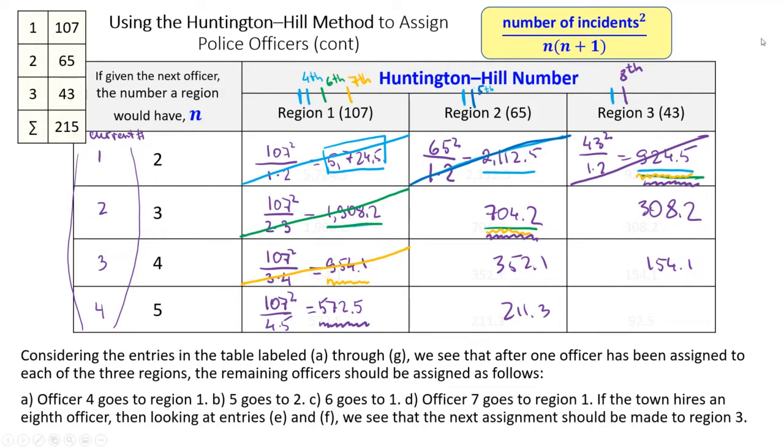Okay, so if it would be the 9th, then we look at the numbers that are left in the table. The greatest in each column are 500, 700, and 300. Then the 9th officer will be assigned to region 2, and so on. If we use the last number in the 4th line, 572, we'll possibly use it at the 10th officer. Then we will need to add another line to this table, and so on.